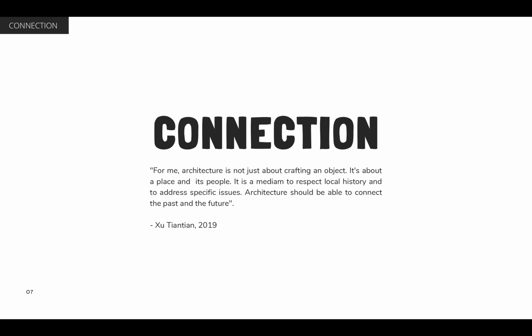For me, architecture is not just about crafting an object, it's about a place and its people. It is a medium to respect local history and to address specific issues. Architecture should be able to connect the past and the future.